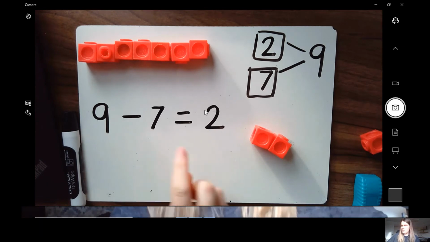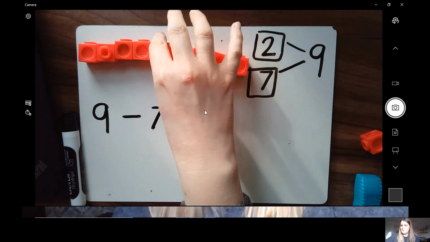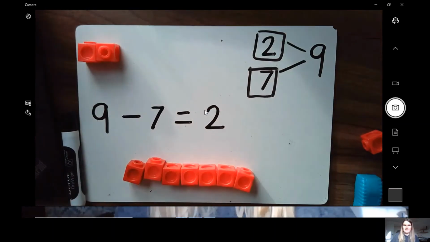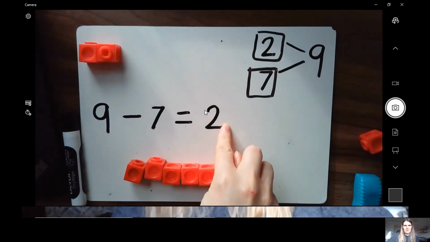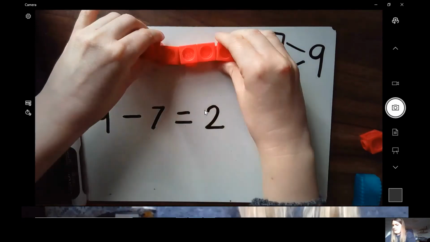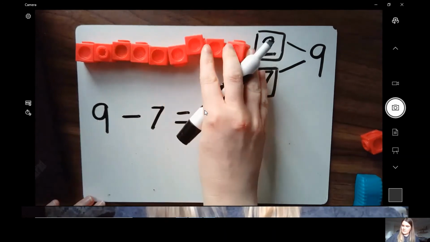7. Absolutely, I'm taking away my 7. Okay, so I take away my 7, not 2. Okay, so 1, 2, 3, 4, 5, 6, 7. My answer is 2. Absolutely. Great work.